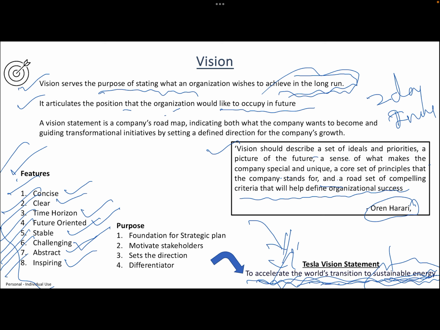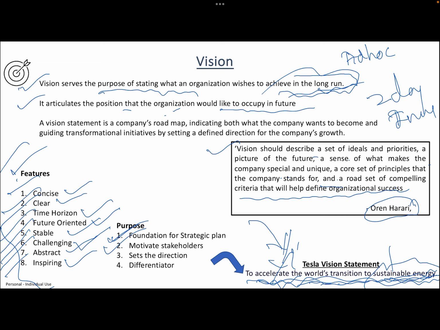Why do we need a vision statement? Vision statements are the foundation for strategic planning. Unless you have some vision, you cannot make any strategic planning. It is not ad hoc planning, okay, right? It is always strategic planning, which is focused on the long term, the long run. So for that, a vision statement is a must, and the vision statement is a foundation for the strategic plan.